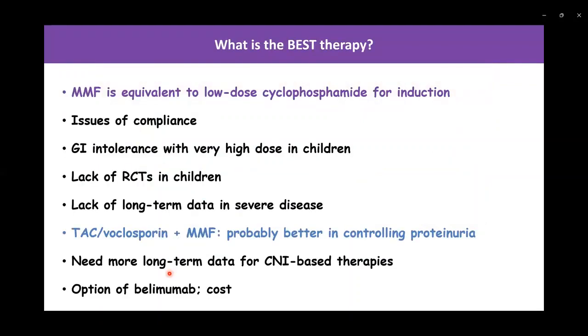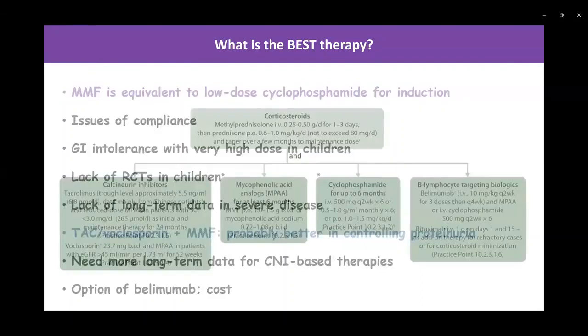So while MMF is equivalent to low-dose cyclophosphamide, practically there may be issues of compliance and GI intolerance. Also, trials are limited in children, and there's lack of long-term data, especially in severe disease. CNI with MMF as a combination is probably better at controlling proteinuria, but a high infection rate should be kept in mind. And obviously, we need more long-term data of CNI-based therapies, especially in children. There is an option of belantamab, but the cost of therapies would be limiting.